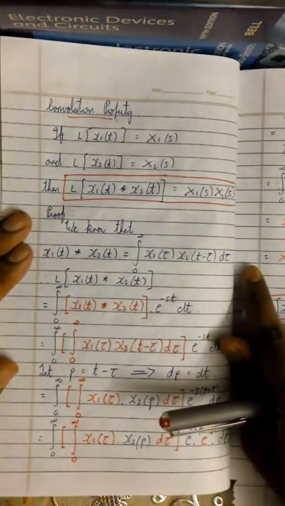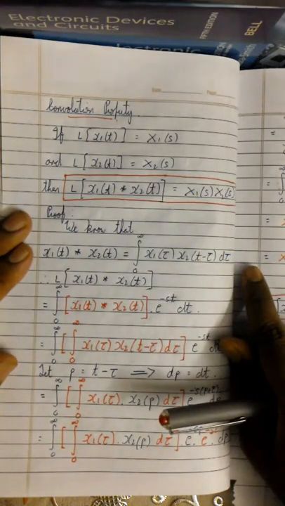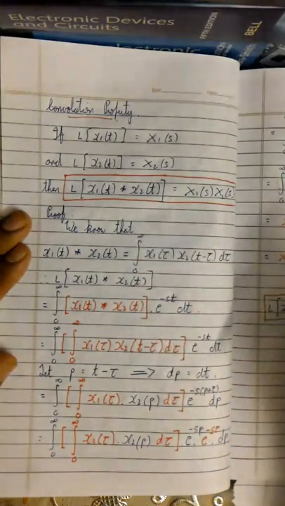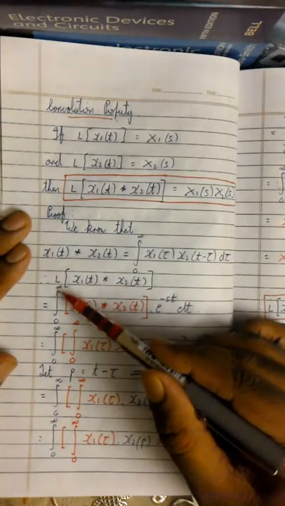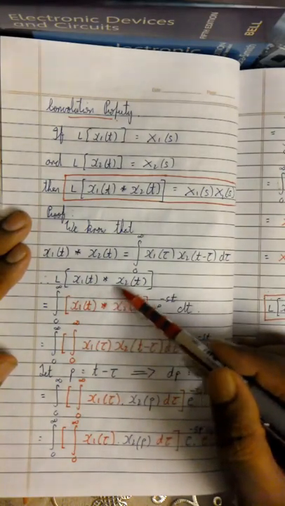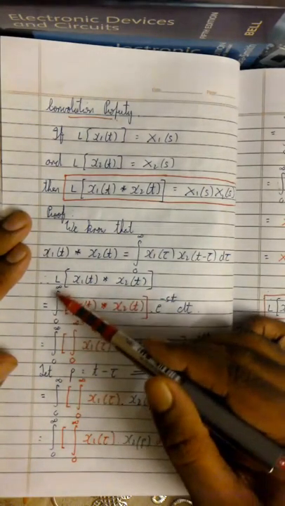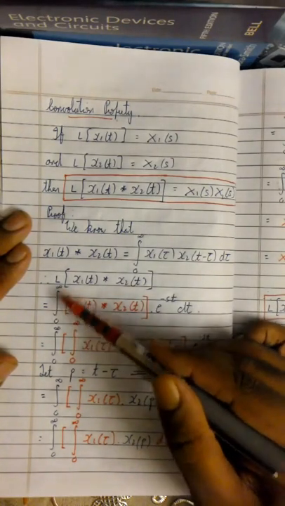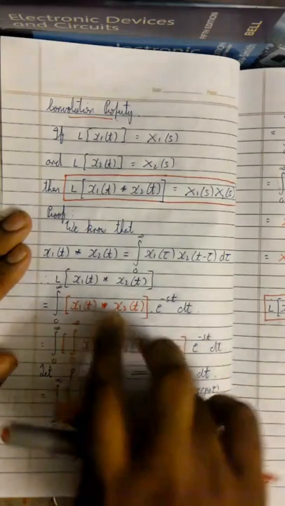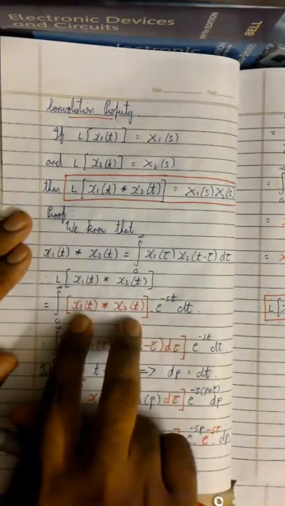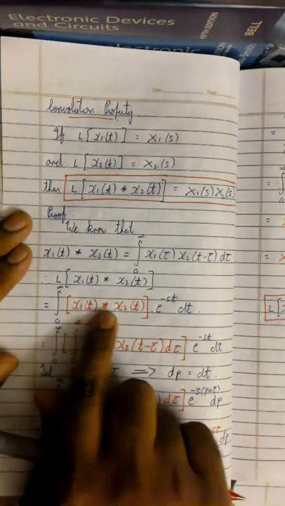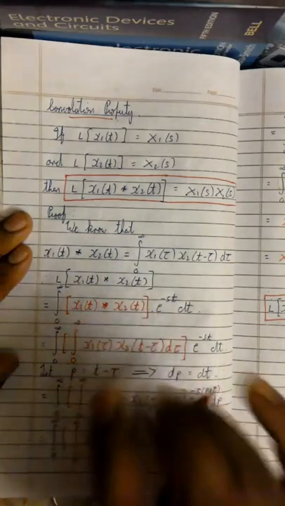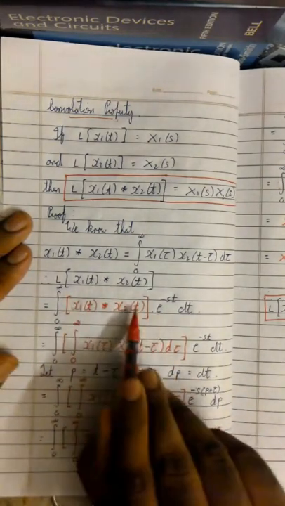Okay, so now what I'm going to do is apply Laplace transform to this equation. So the Laplace transform of x1 of t convolution with x2 of t is equal to the integral from 0 to infinity. This is a unilateral Laplace transform. I want to find the Laplace transform of this, so this comes into the equation: x1 of t convolution with x2 of t, times e raised to minus st dt. This is the Laplace transform of this.